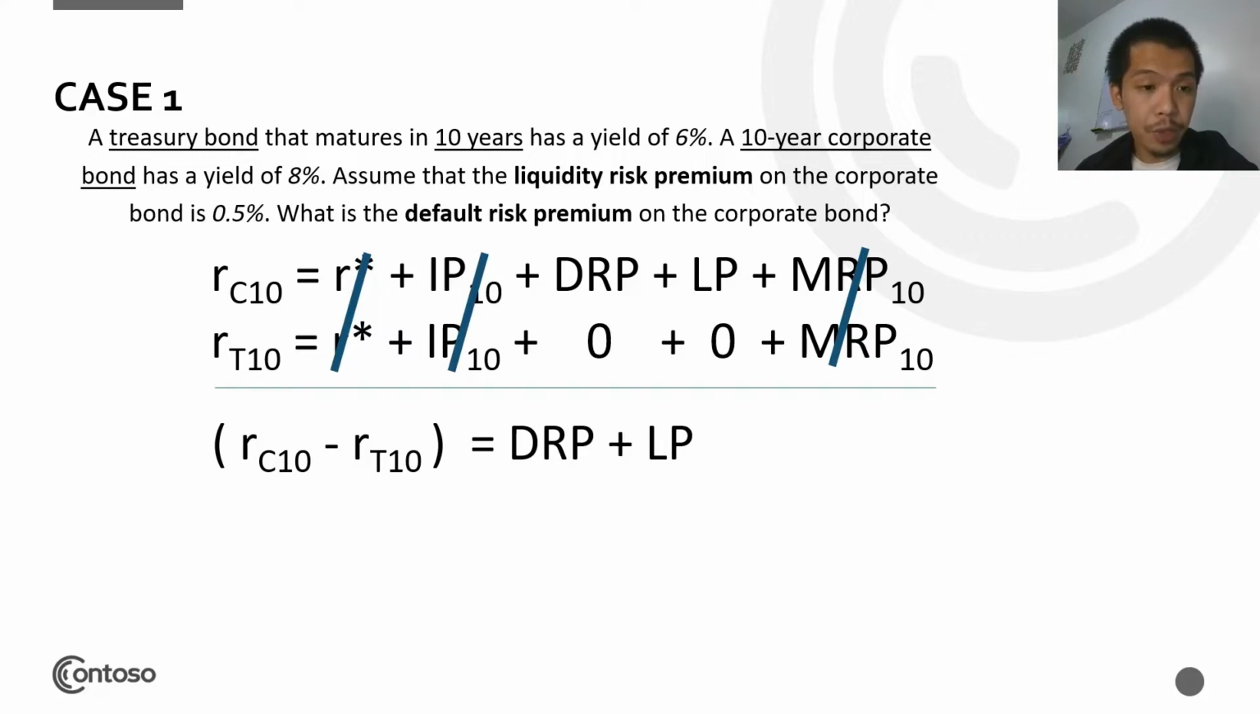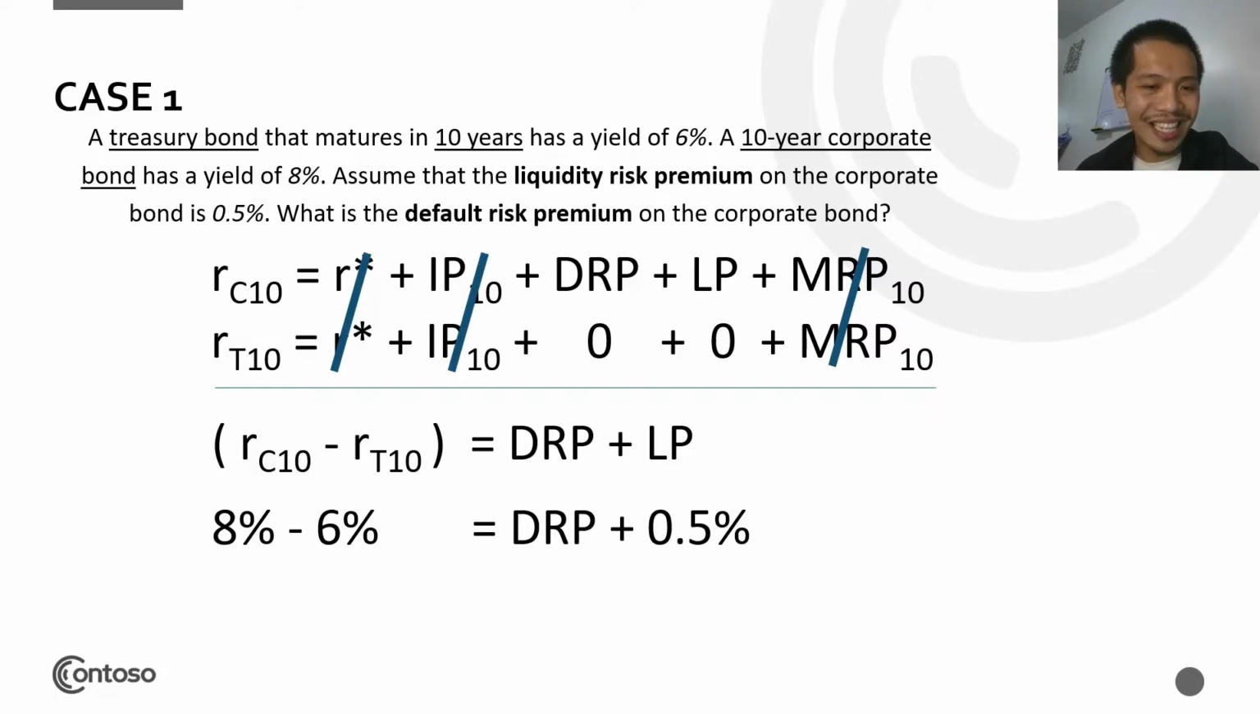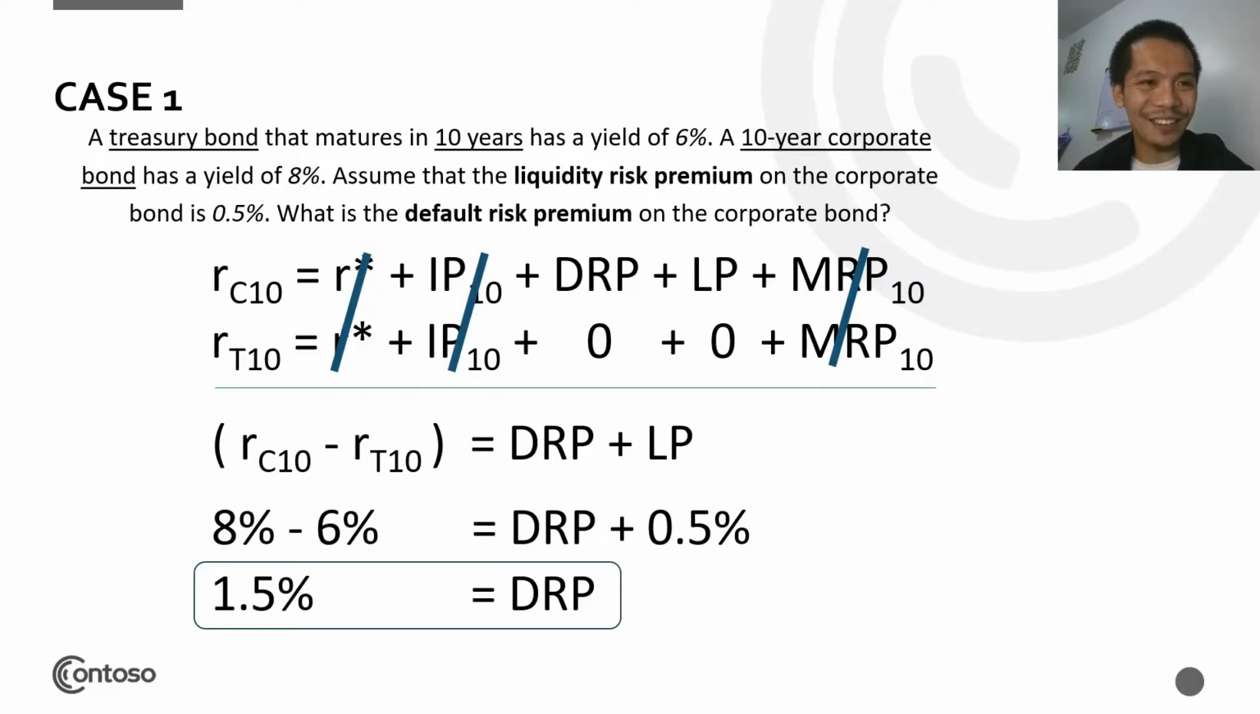Substituting the given, R sub C10 is 8%, minus R sub T10, 6%. This is equal to DRP plus the LP of 0.5%, also given. Hence, we can arrive at the default risk premium. The default risk premium is therefore 1.5%. That's the answer for case 1.